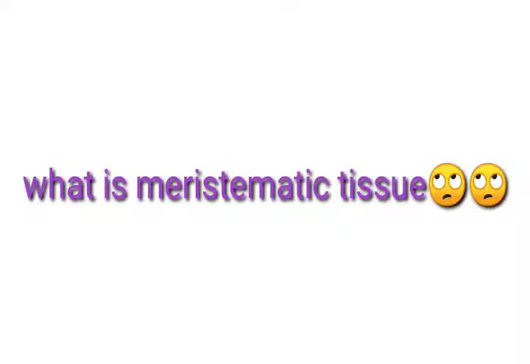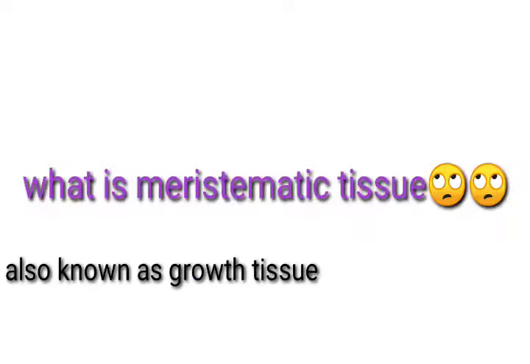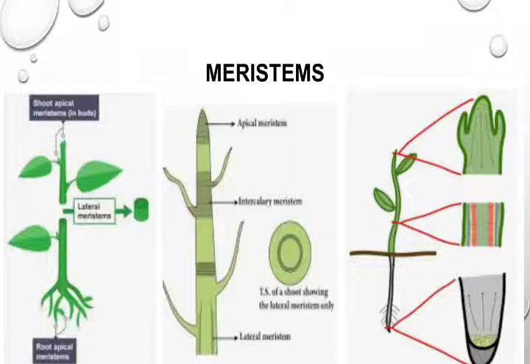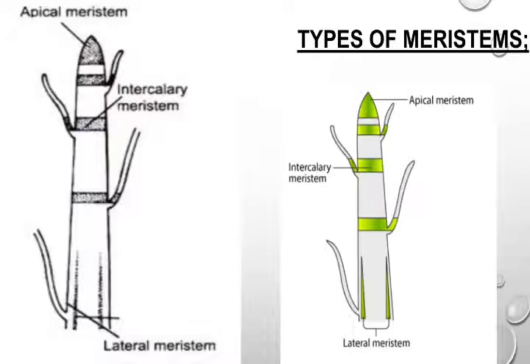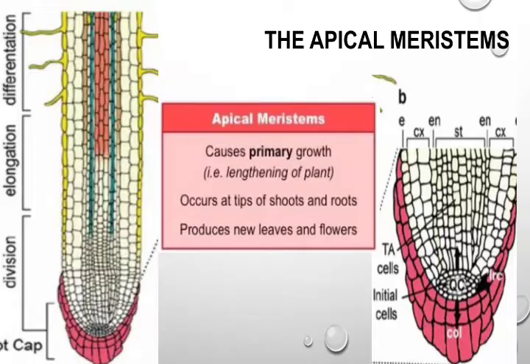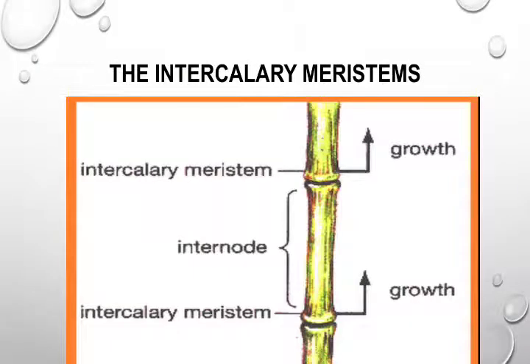The growth of plants occurs only in certain specific regions. The dividing tissue is also known as meristematic tissue. As the pictures of meristem are on the screen, just have a look at them. Here are the apical meristem, intercalary meristem and lateral meristem pictures on the screen. Now let's see apical meristem. These are present at growing tips of stem and roots, thus are helpful in increasing the length of the stems and the roots.